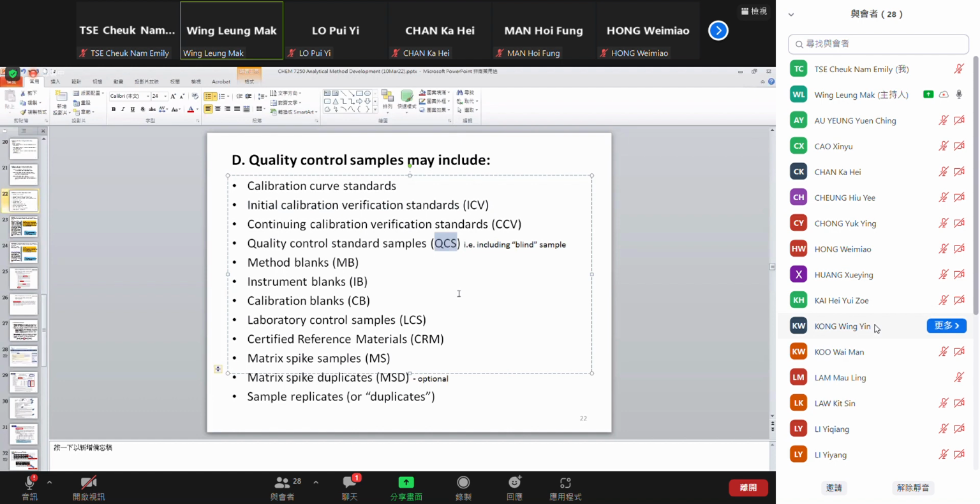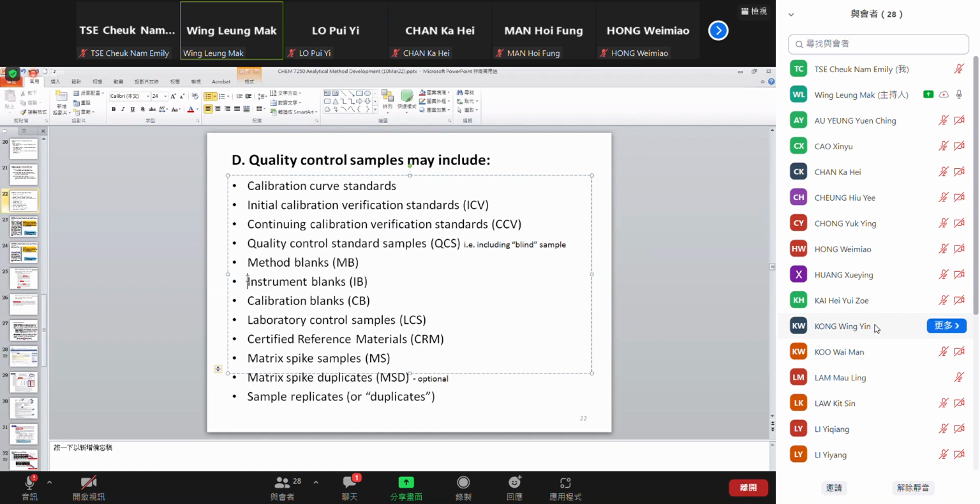Quality control standard samples. The method blank means you go through all of the extraction procedure, but without the samples. What are you watching for? Any contamination of the solvent, any contamination of the procedure you are using, and adding the target analyte into your extraction procedure, testing procedure, okay?